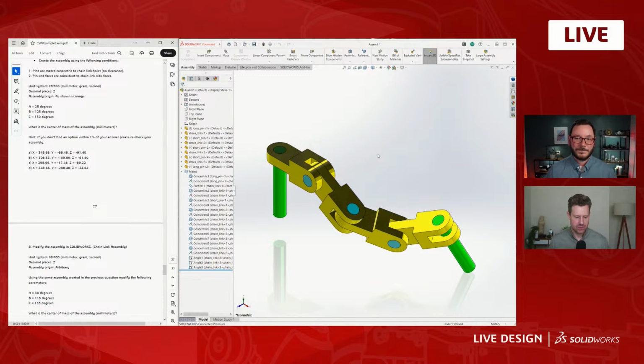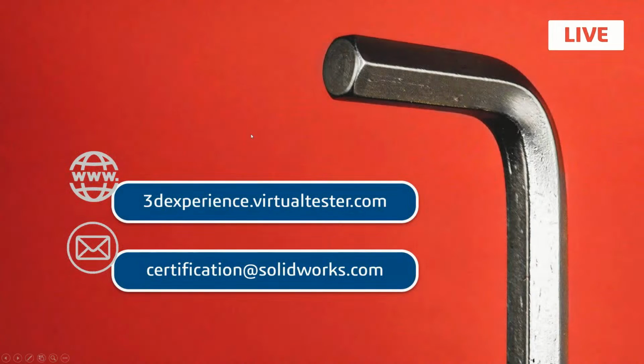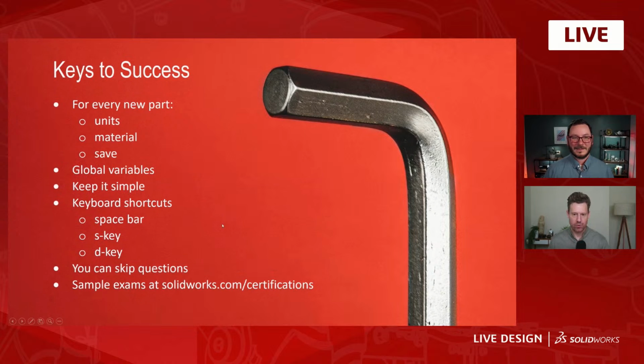Yeah. Okay. So we went well over time, but we were able to get through the whole CSWA sample exam, show some tips and tricks along the way, and that sort of thing. So I think with that we are good. Let's splash this up here again one more time, just so you can see that. Again, the virtualtester.com is there. If you have questions, you can email us at certification@solidworks.com if you have more questions like that. Let's throw the keys to success up there one more time. But that's pretty much it, I think.